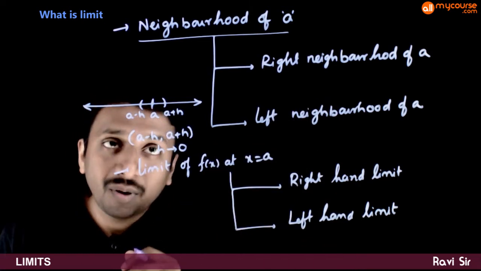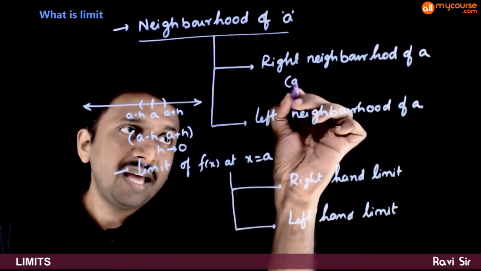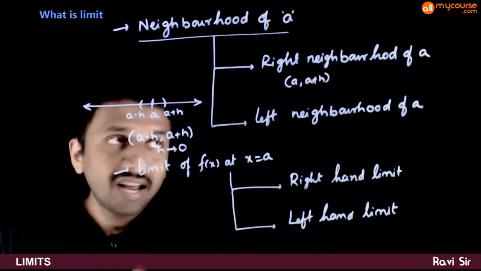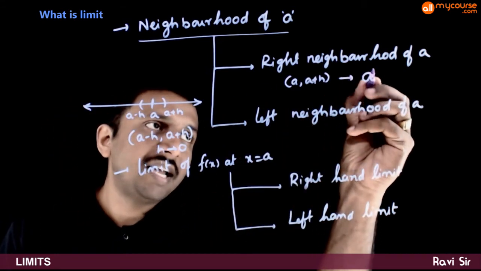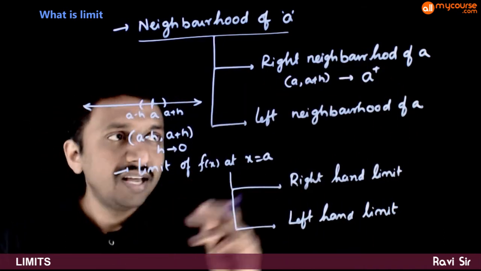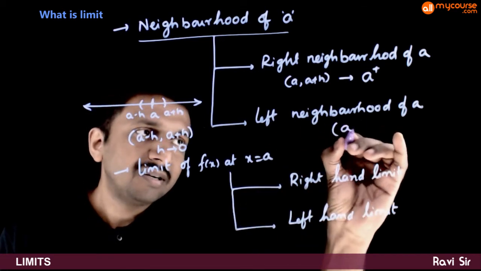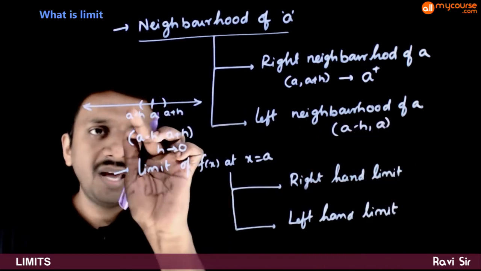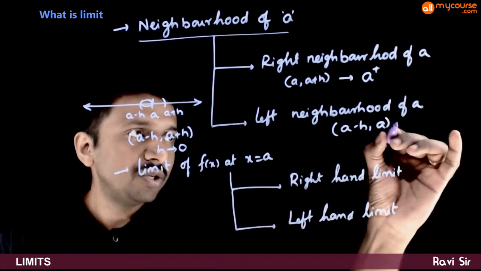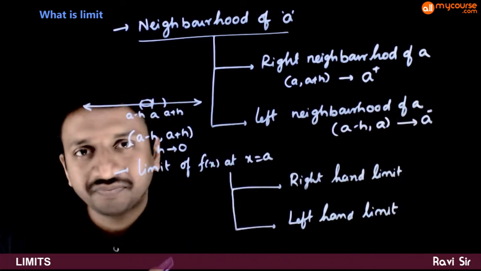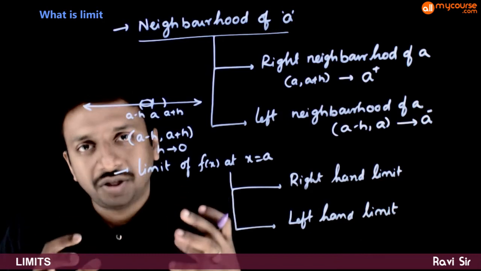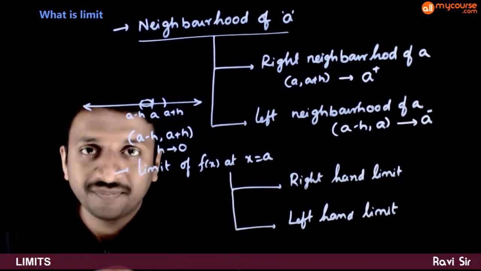And what is the right neighborhood of A? A comma A plus h is called the right neighborhood of A, and we usually just represent it as A plus. And what is the left neighborhood? A minus h to A, this interval is called the left neighborhood of A. This is usually represented by A minus. And both right neighborhood and left neighborhood constitute the neighborhood of A.